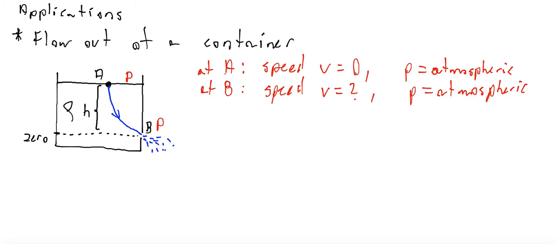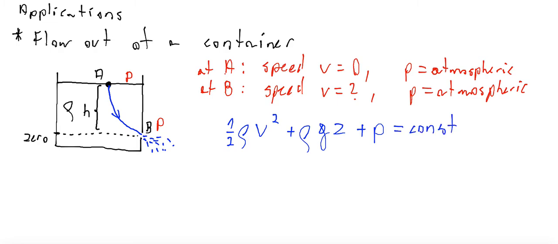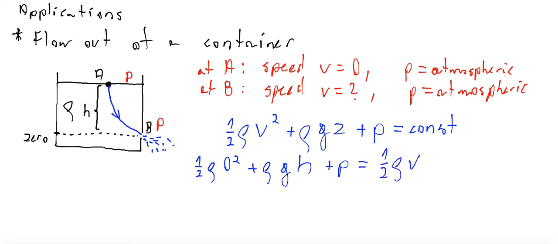And we can write the Bernoulli equation for this problem. The Bernoulli equation says that half of the density of the liquid times the squared speed, plus ρ g times the height, plus the pressure must be constant. So this at A must be equal to this at B. So half of ρ times the speed at A, which is equal to 0, plus ρ g times the height of A due to our reference level, which is equal to h, plus P, this atmospheric, this is for A, is equal to half of ρ times the speed at B, which is unknown, plus ρ g times the height due to our level, which is equal to 0, plus P.